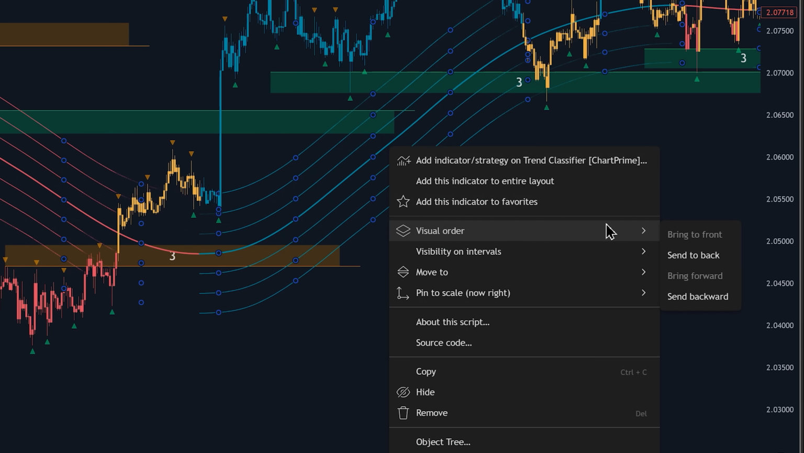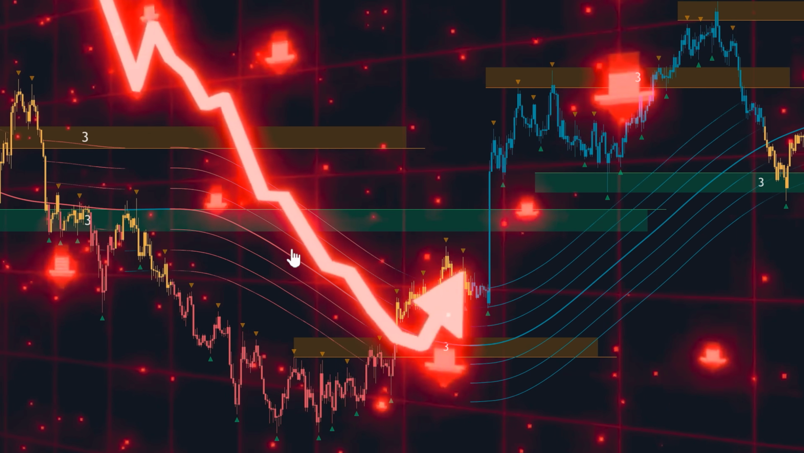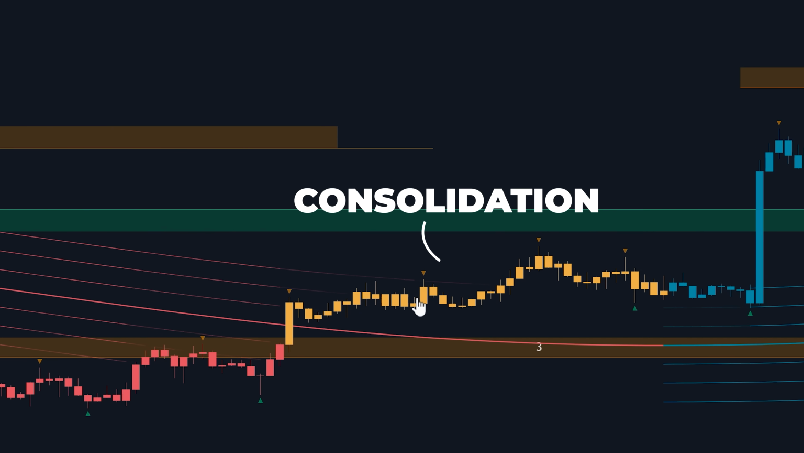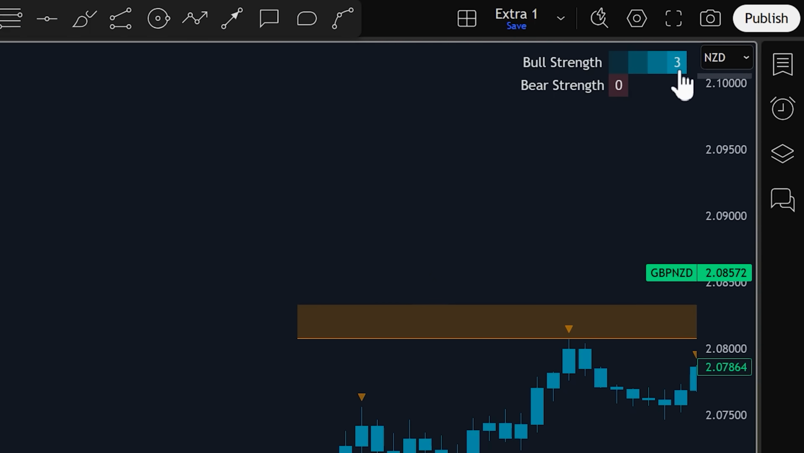The ribbons make trend bias obvious: teal for bullish phases, red for bearish, and that yellow tone for consolidation, where trades are going to be lower quality by design. Up in the top right, there's a small strength table that steps from 0 through 3. Full brightness with a 3 is the strongest read, and that's the environment we're going to demand before taking any entries.